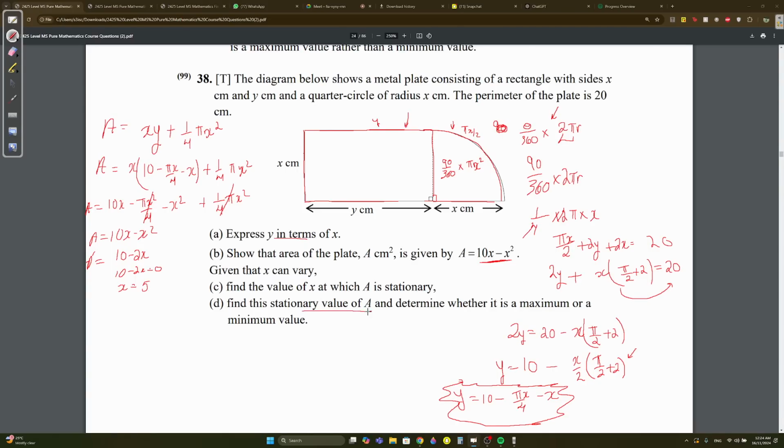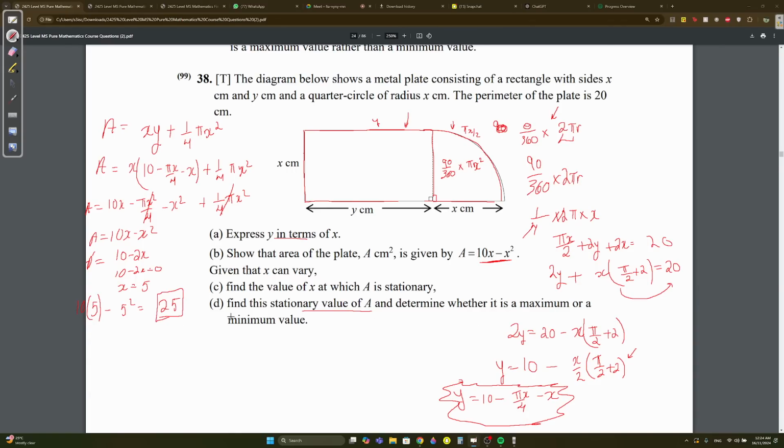And they said, find the stationary value of A. So we need to substitute the 5 now into A. Okay, determine whether it's a maximum or minimum. Let's substitute it into A. We're going to get 10 times 5 minus 5 squared. So you're going to get 25. Okay, so the stationary value is 25. Determine whether it's a maximum or a minimum.